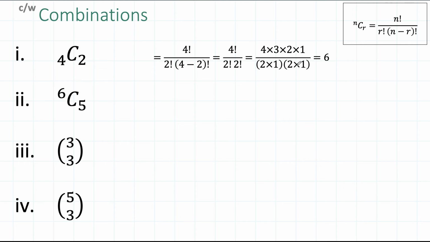The denominator will be 2 times 1, 2 times 1, and that's going to give us 6. So there are 6 different ways of picking 2 items from a set of 4 items. What about the other one?